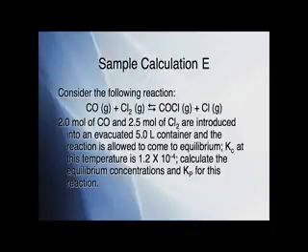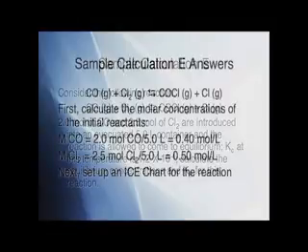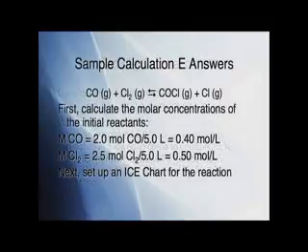The value for K sub C at this temperature is 1.2 times 10 to the negative fourth. So we want to calculate the equilibrium concentrations and K sub P for this reaction. Our first step here would be to calculate the initial molar concentrations of the reactants.